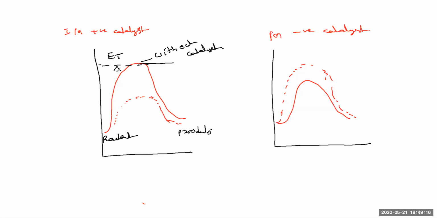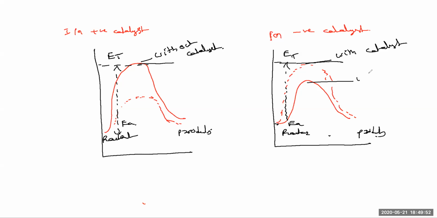So you know this is the activation energy. Here also this is the threshold energy. Here reactants, here products. This height is the activation energy, EA, the activation energy of the reactants. So this is with the catalyst, and this is without catalyst.